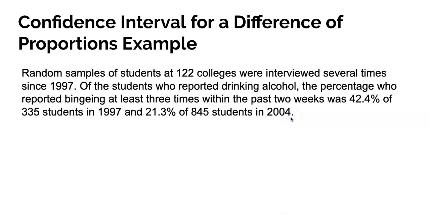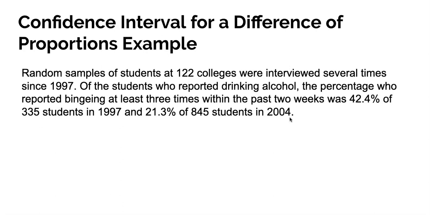So are we taking two samples from the same group of students? No, right? Students who are in college in 1997 are not the same students who are in college in 2004. Unless they're staying there for so long. But we can assume that these are independent samples. Okay? Now, that's the number given. So what's the question?